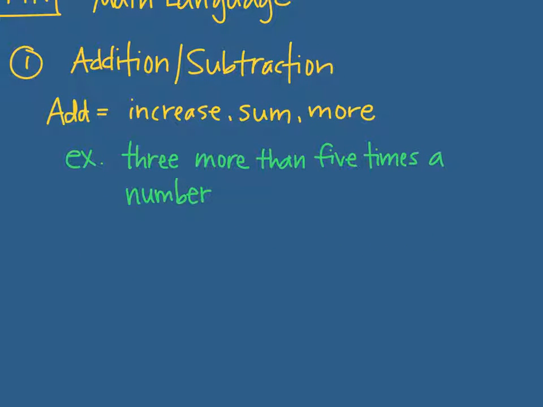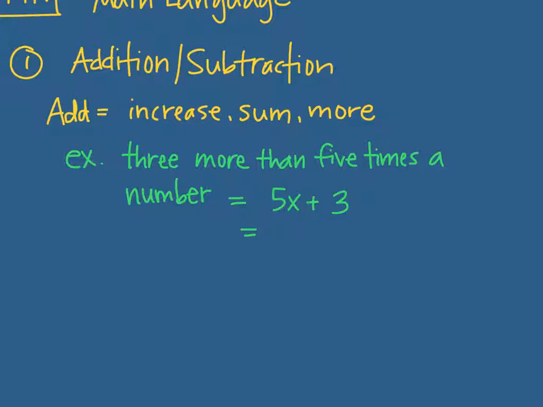Okay, so 3 more than 5 times a number. And so that would imply that we're going to do addition. Does anybody want to tackle that one? Brush the cobwebs off a little bit. Okay, anybody else? 3 more than 5 times a number. Go ahead, Billy. All right, he said 5x plus 3. All right, he chose x to represent the number. Did anybody have something different in their head?